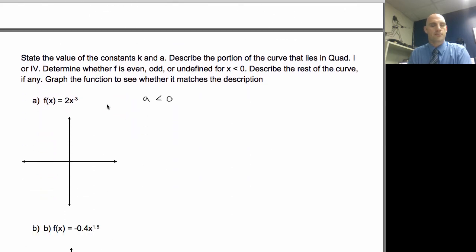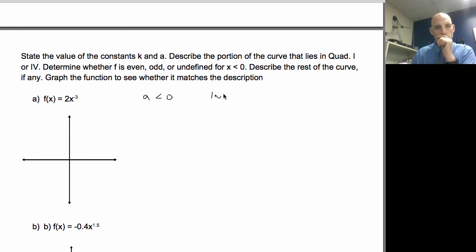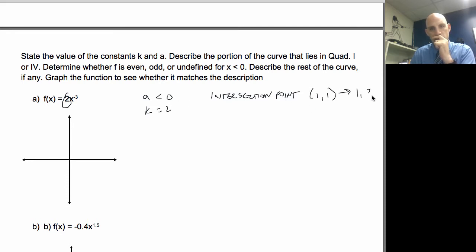And so my intersection point is typically 1, 1, but based on this constant of 2, so k is equal to 2, it goes to 1, 2. All right, so instead of 1, 1, it's 1, 2. And it's going to go like this, right? Because that's my less than 0 portion. So I need to determine the portion that lies in quadrant 1.